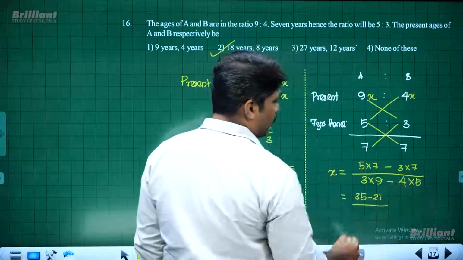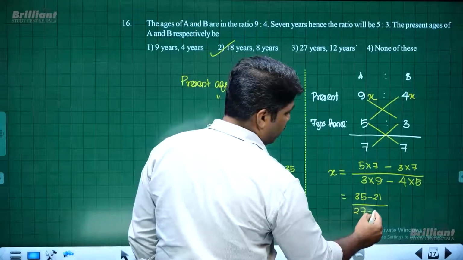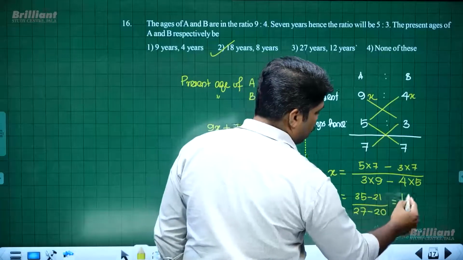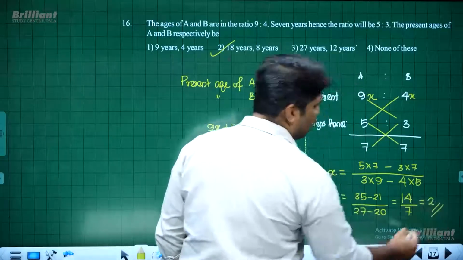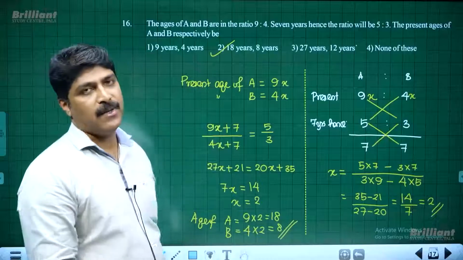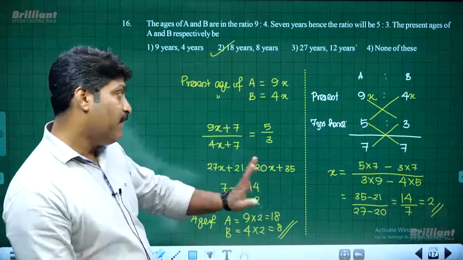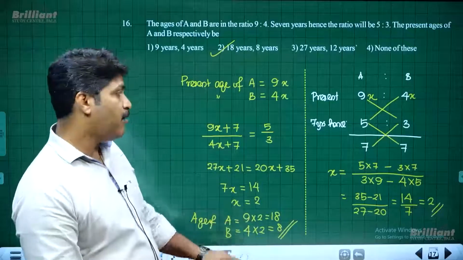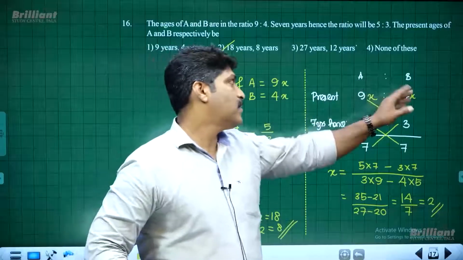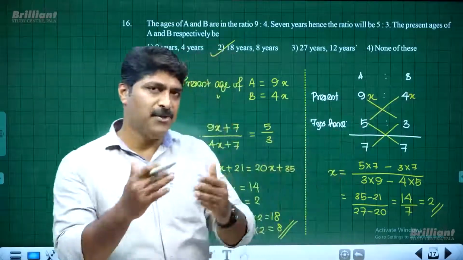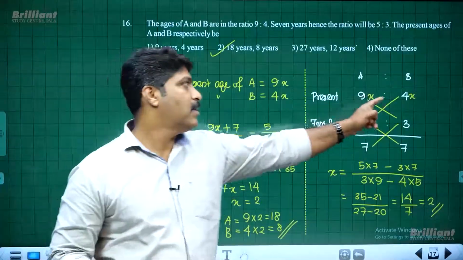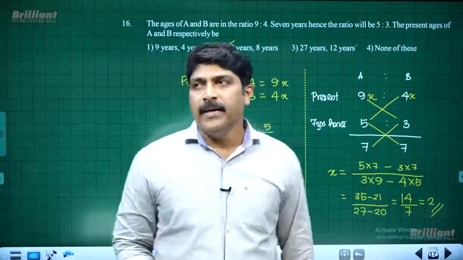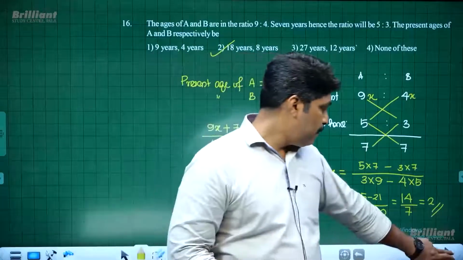That's it. So therefore, this is 27 minus 20, or this numerator is 14, denominator is 7, which is equal to 2. So that's the value of x, don't forget. Then after that, we have to find out the present ages of A and B through the substitution. You just substitute x is equal to 2 in these two expressions. Okay, then move to the next question.